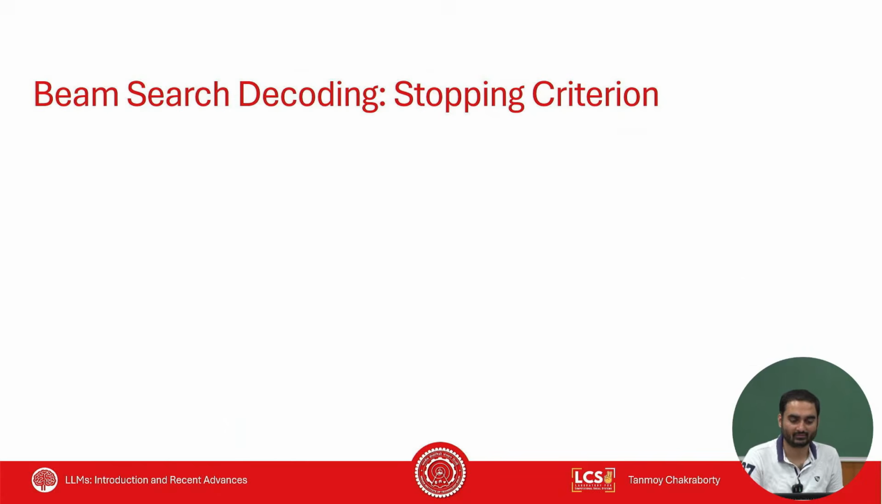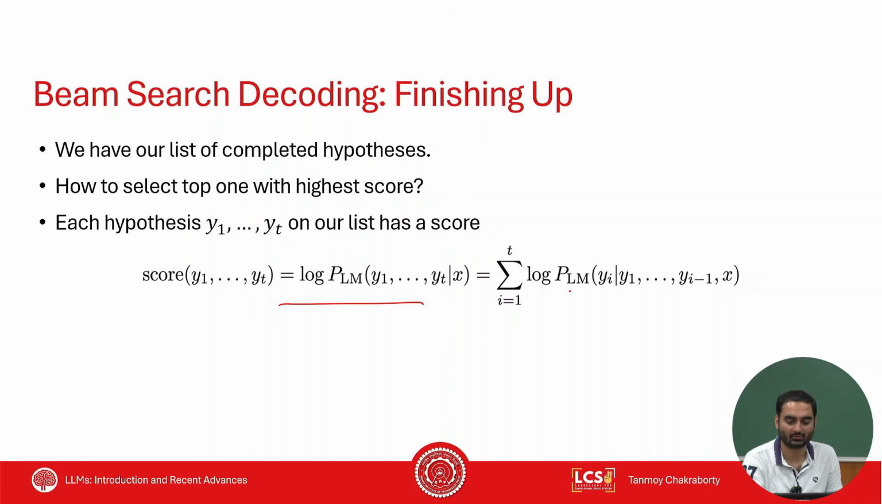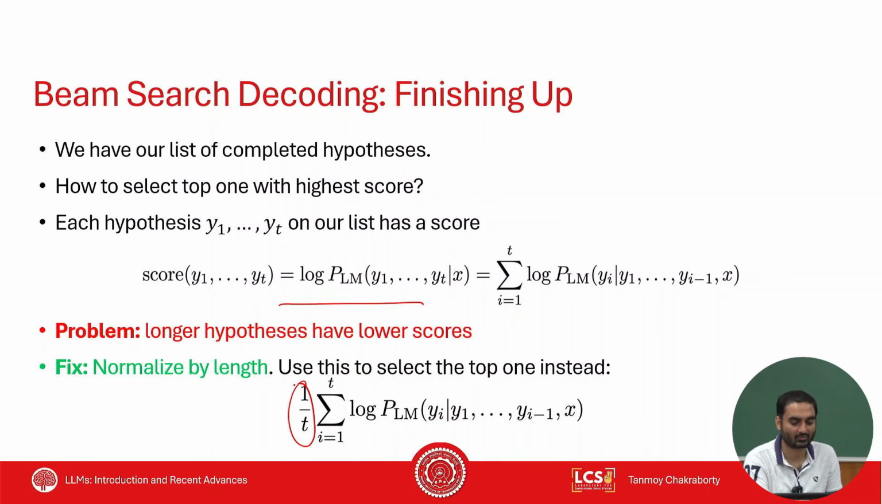So what we do here is normalize the score by the number of tokens generated. If a longer sequence is generated, I normalize it by the number of tokens. For a shorter sequence, again by the number of tokens. That will nullify this problem. Thank you.